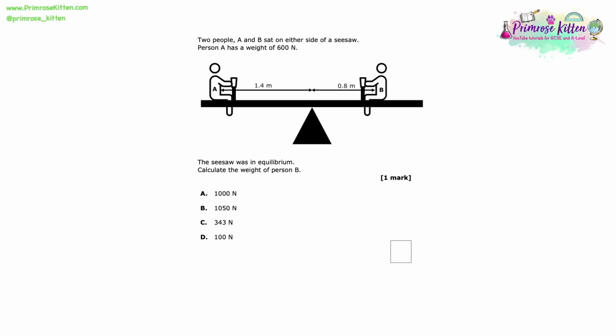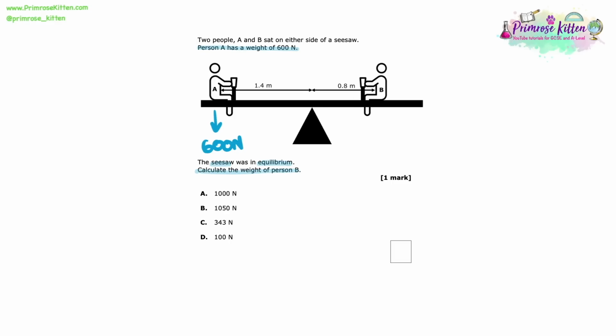Two people, A and B, sat on either side of a seesaw. Person A has a weight of 600 newtons. So let's draw that on then. We've got this downward force at A of 600 newtons. We're told that the seesaw was in equilibrium, and we're asked to calculate the weight of person B.